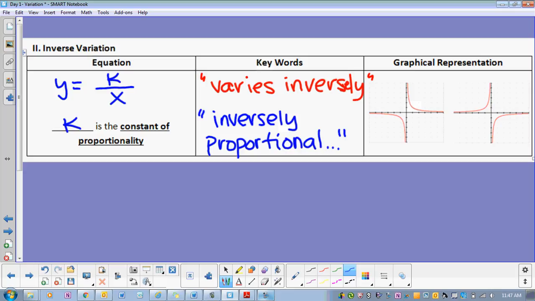And if you were to graph this, it would look like this. You basically have these two, like, parabolas, right? They're like hyperbolas. They kind of look like really soft corners.